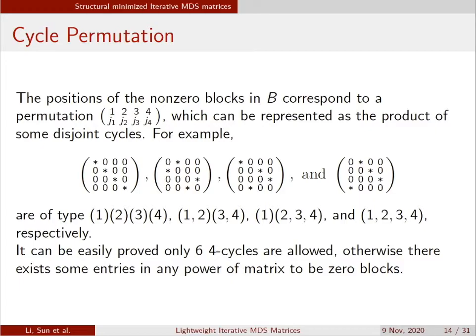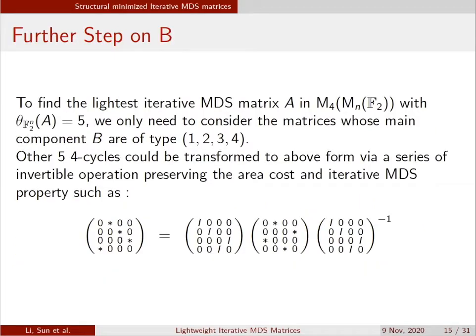So it can be easily proved. Only four-cycles are allowed, and the four-cycles have totally six possibilities. If it's not a four-cycle, there exist some entries in any power of the matrix to be zero blocks. So it's not MDS, of course.